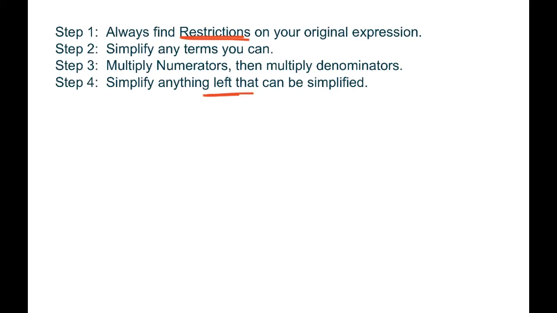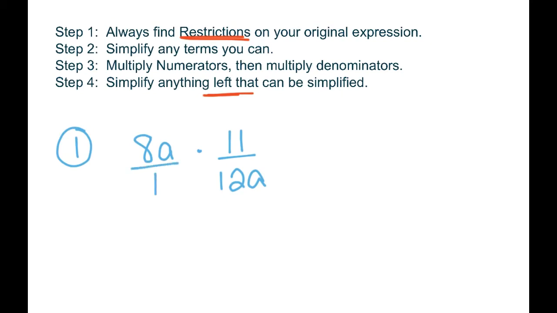So let's do an example. All right, so our first example is going to be 8a times 11 over 12a. Now, anytime you have a whole number, I'm going to recommend that you go ahead and put a 1 underneath it, just so that you keep everything in terms of numerators and denominators. Now, we need to find our restrictions first. And I'm going to come over here. I'm always going to put my restrictions over here in red.